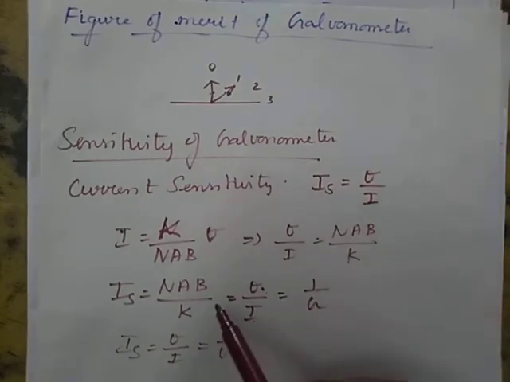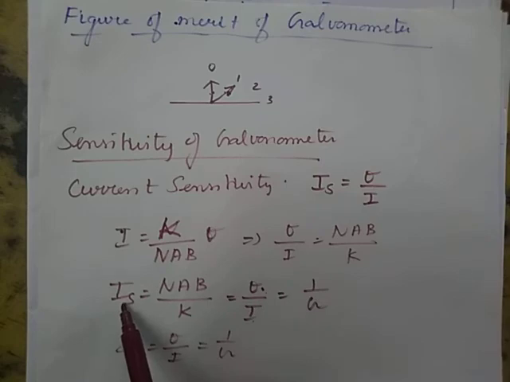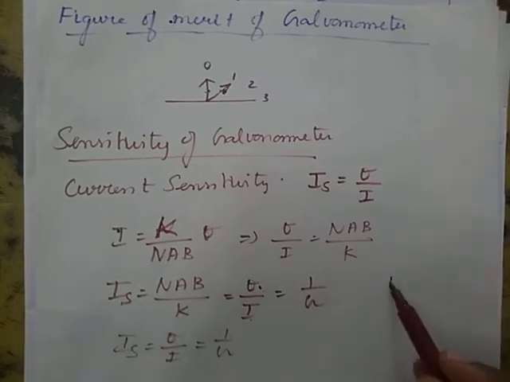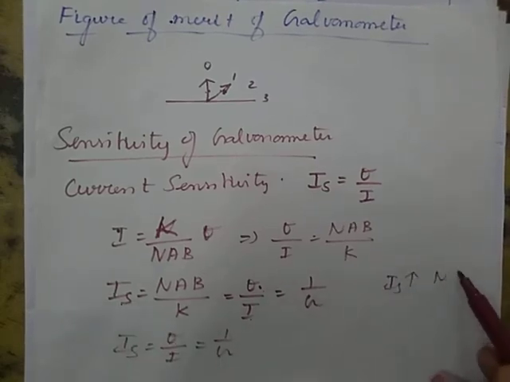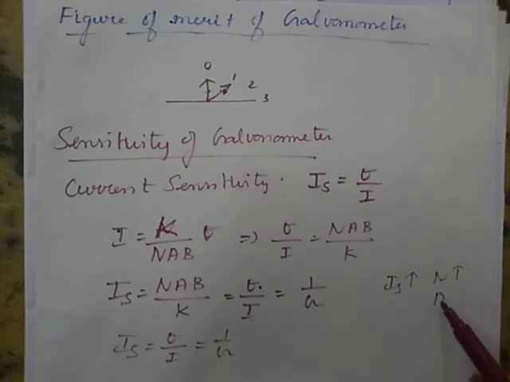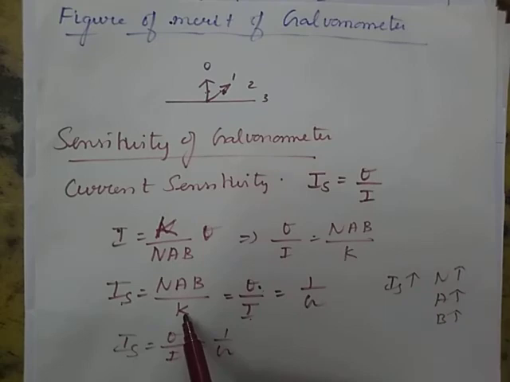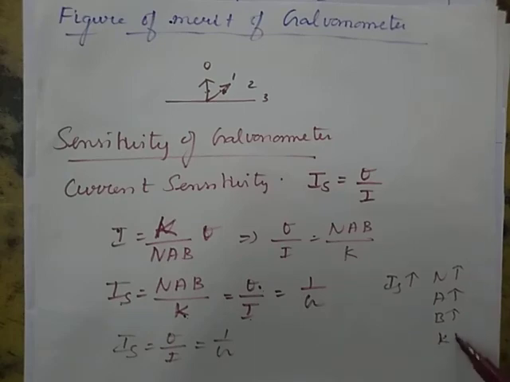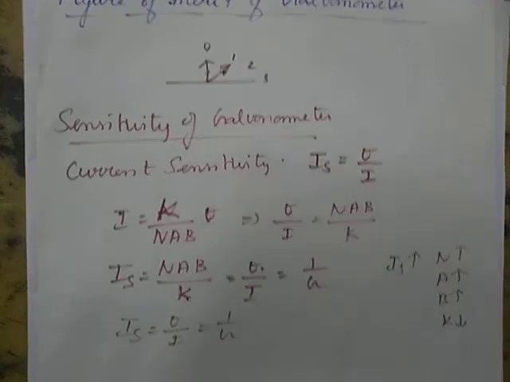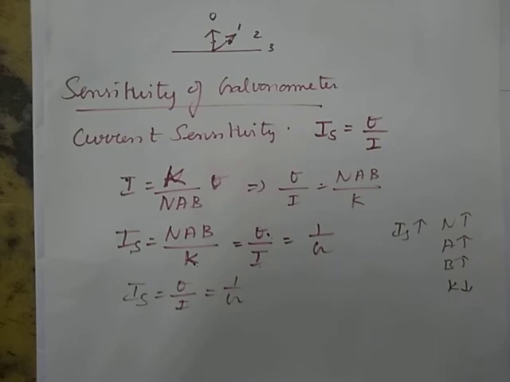The current sensitivity Is can be increased by increasing the number of turns, increasing the area of the coil, increasing the magnetic field, or decreasing kappa. Kappa is the torsional constant, the couple per unit twist. So by decreasing the couple per unit twist, we can increase it. That's why we use phosphor bronze wire.